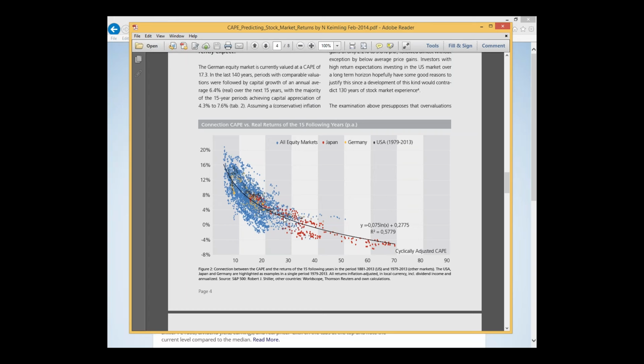In the United States right now, the CAPE ratio is 27 times the cyclically adjusted earnings. That would indicate that the expected return in the US would be about 2%. And it says real return, so that's after inflation, compounded annually for the following 15 years.